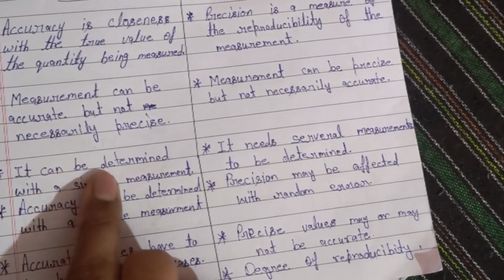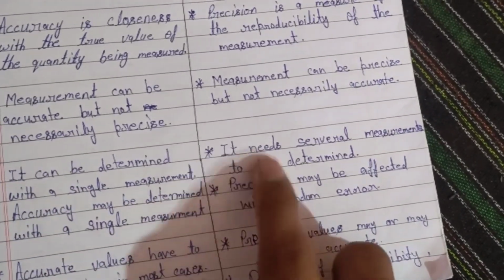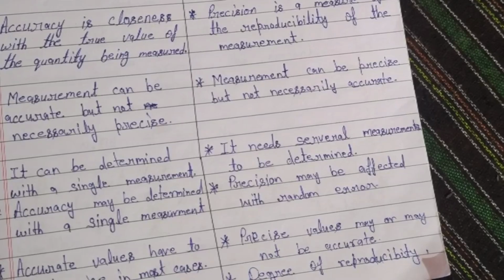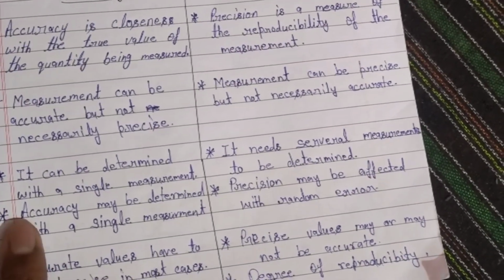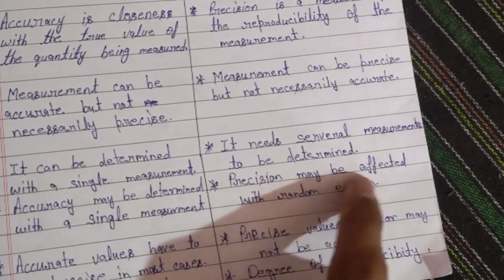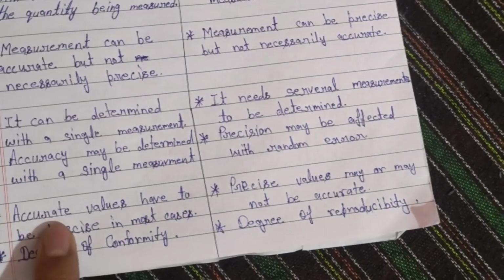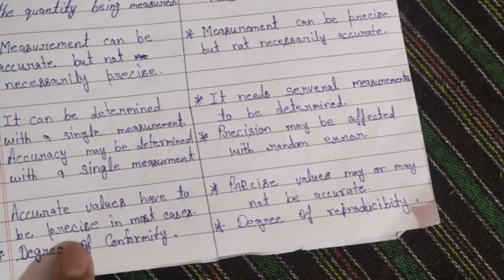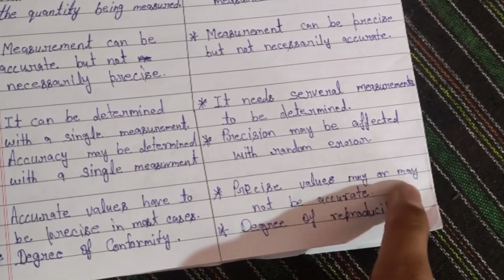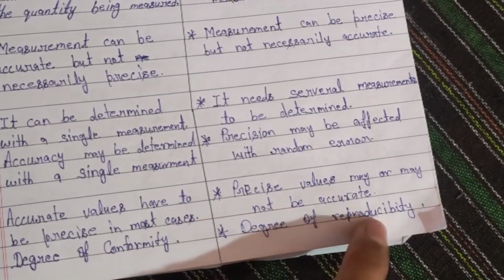Accuracy can be determined with a single measurement. Precision needs several measurements to be determined. Precision may be affected by random error. An accurate value has to be precise in most cases. A precise value may or may not be accurate. Accuracy is the degree of conformity. Precision is the degree of reproducibility.